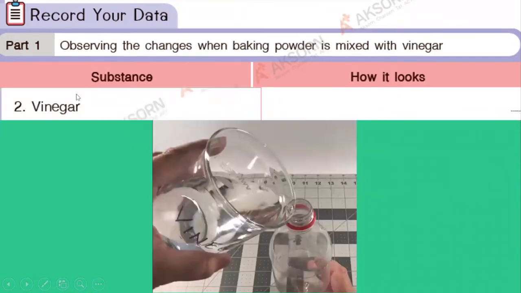Okay, vinegar. What about vinegar? Substance number 2, vinegar. Repeat after me. Vinegar. How does it look? It's just liquid without any color, right? So clear, colorless liquid. Repeat after me, please. Clear, colorless liquid. Okay? Pause the video and write down in your work textbook. And continue watching our lesson.